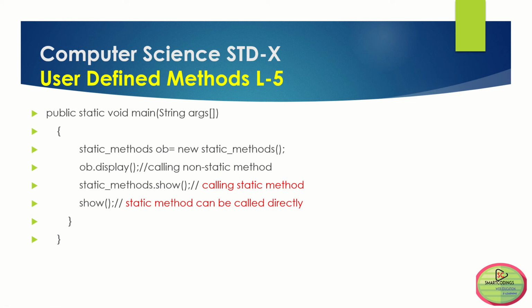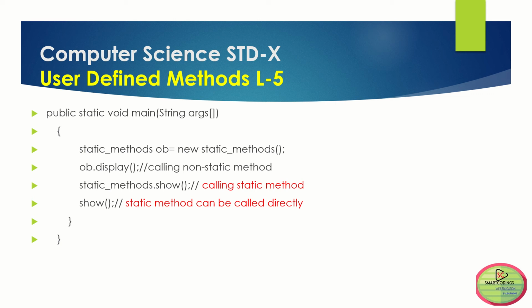So what is the advantage of a static method? We can call it using a class name, no need to create an object, or we can call it directly like this. This is the way we can call it directly without any class or object. So what points have we learned here? Static methods can be called using a class name. They belong to a class, not to an object, and they can be called directly also like this. Okay.